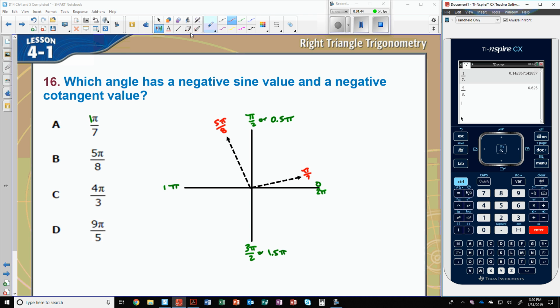C is 4/3 pi, which would be over here. If we know our hand trick, then we know that's 4/3 pi. Excuse me, not right there, but actually down here. This would be 4/3 pi. And you can again divide it like this. And so that's 4/3 pi.